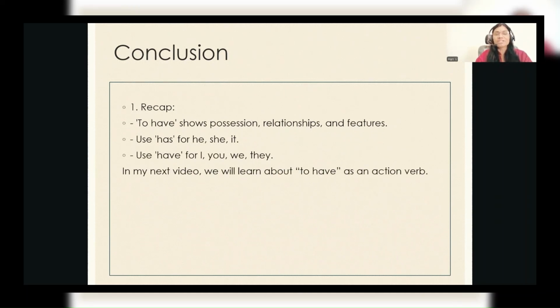So in my next video, we will learn about to have as an action verb. So it sounds interesting, right? So this verb that you have learned is not an action verb, it's a stative verb, which means it only talks about possessions, relationships, and features. But the verb to have has other functions as well, which you will learn in the next class. So practice regularly to master it.